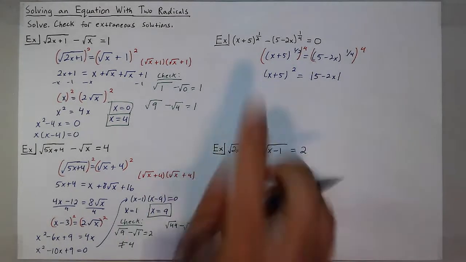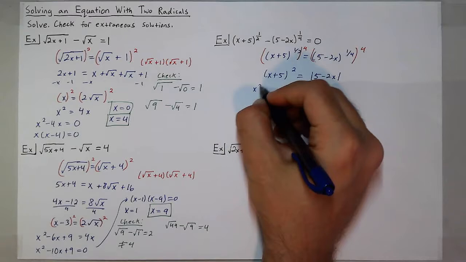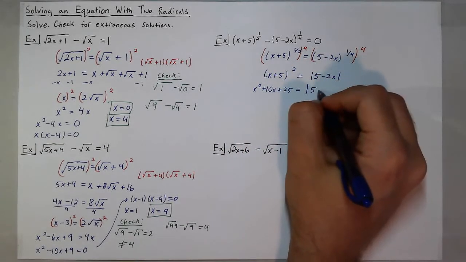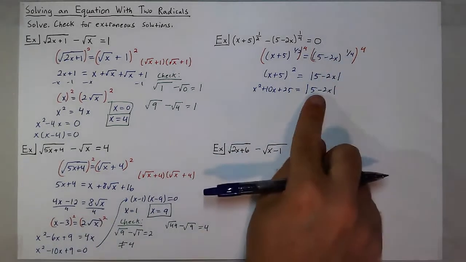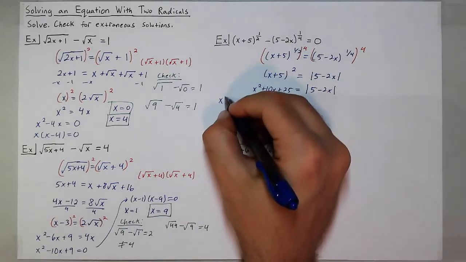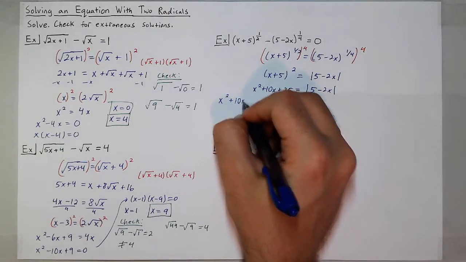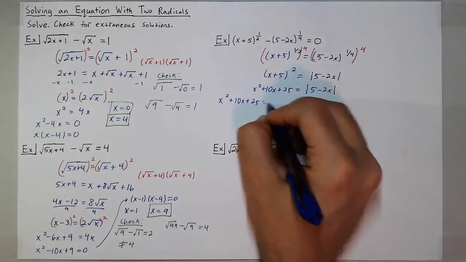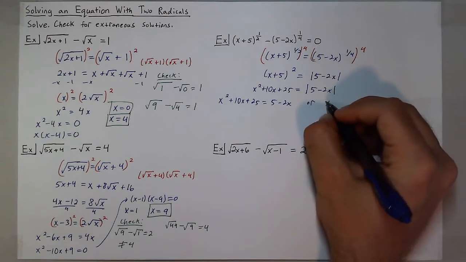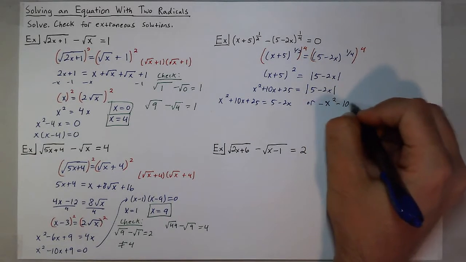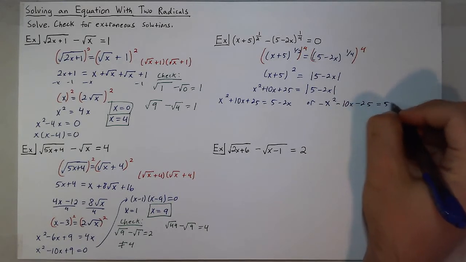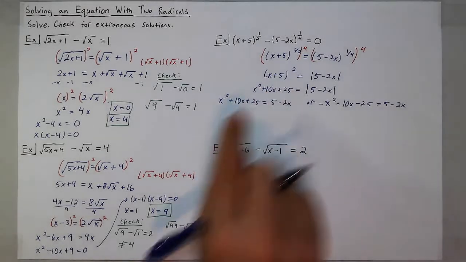Now I'll expand the expression on the left to be x squared plus 10x plus 25 equals the absolute value of 5 minus 2x. So this can equal the positive or negative of this side. One possible equation I need to solve is positive x squared plus 10x plus 25 equal to 5 minus 2x. Or I have to solve negative x squared minus 10x minus 25 is equal to 5 minus 2x, which is the negative of that expression.